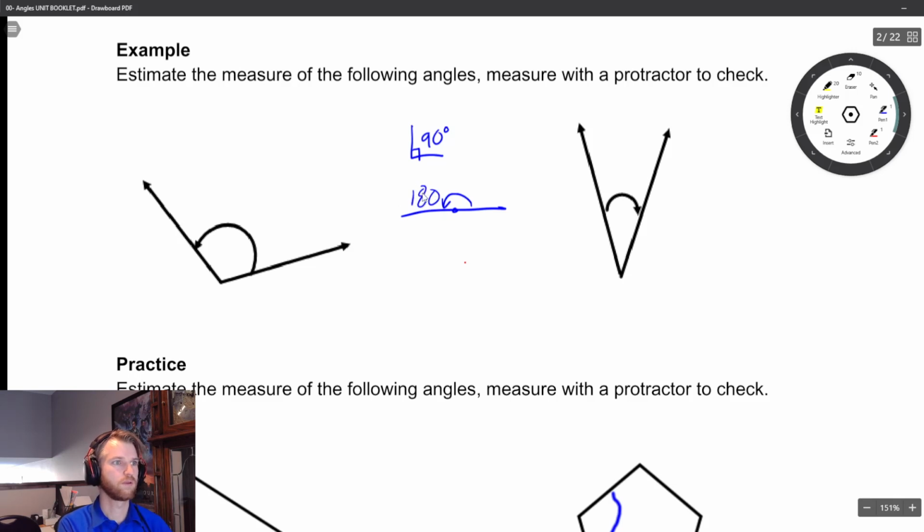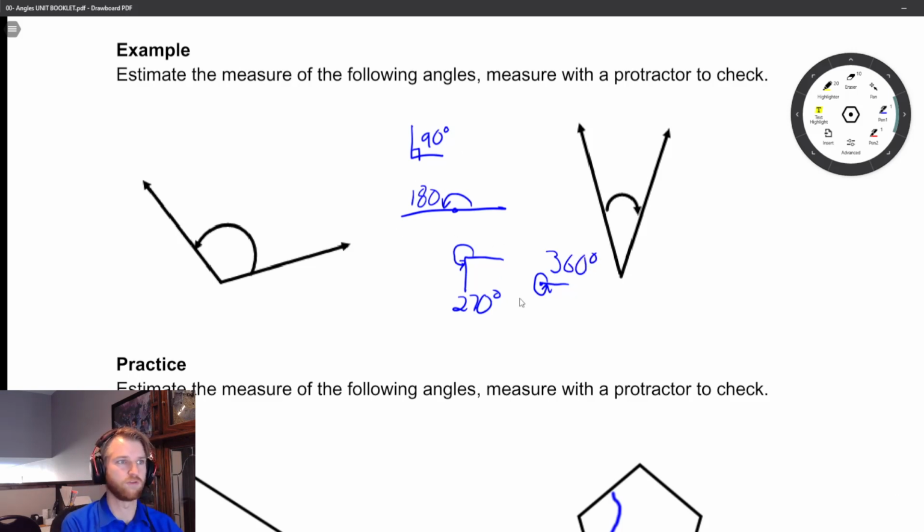I know that to go like this is 90, 180, that's 270, that's another 90 degrees. And to go all the way around, if it went all the way around in a full circle, that is 360 degrees. Okay. So this is how I use stuff to estimate. So this one here is bigger than 90 degrees. Okay, it's bigger than just this normal L shape here.